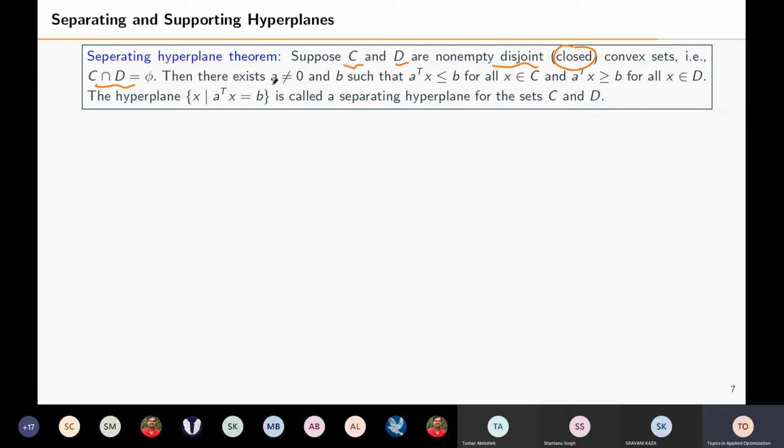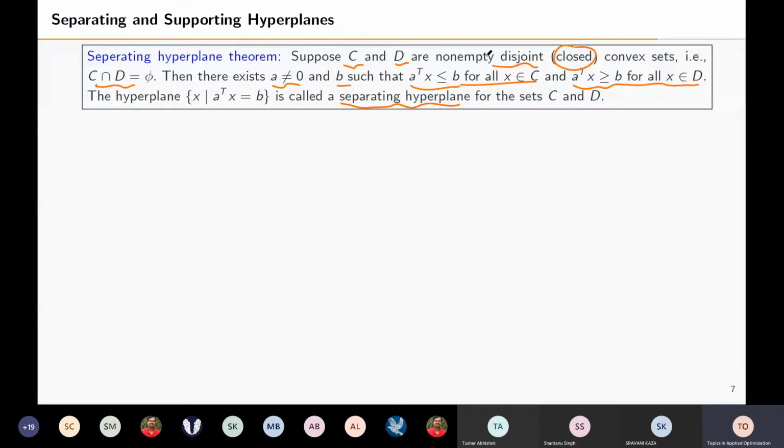Then it says that there exists A not equal to 0 and B such that A transpose X is less than or equal to B for all X in C, and A transpose X is greater than or equal to B for all X in D. In other words, the hyperplane A transpose X equals B will be the separating hyperplane for the sets C and D. So this is a geometrical result, as you can see. And what is this saying?